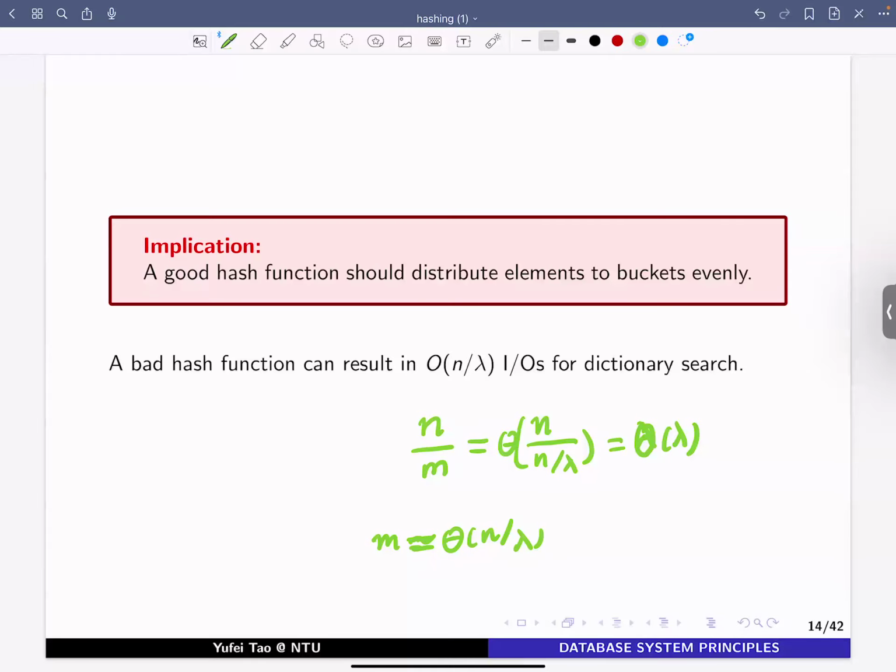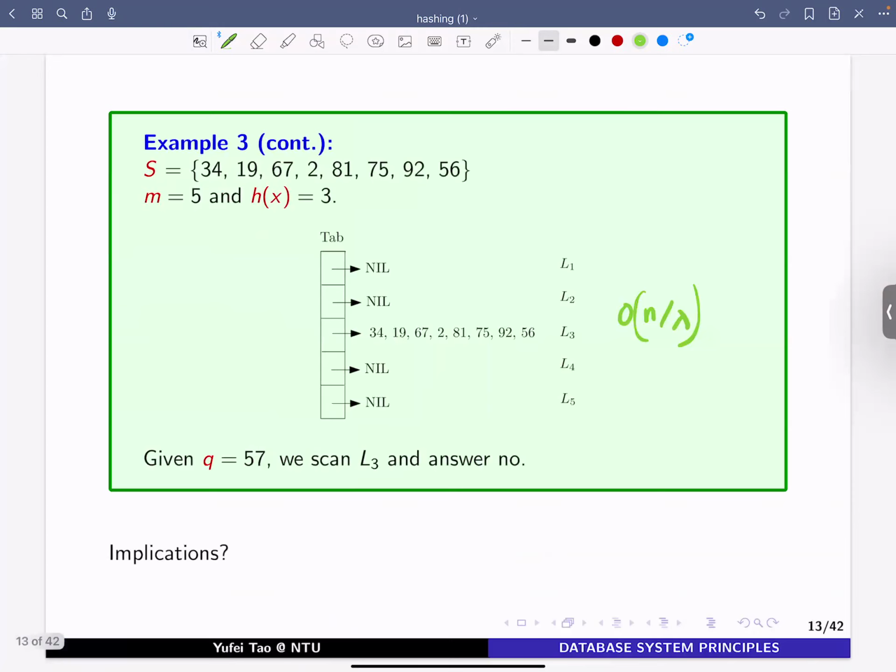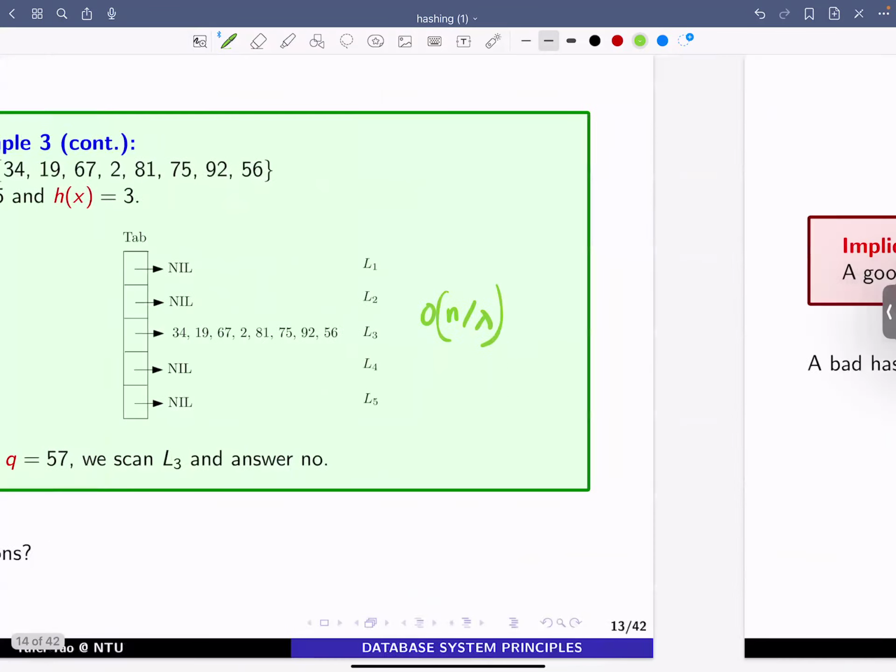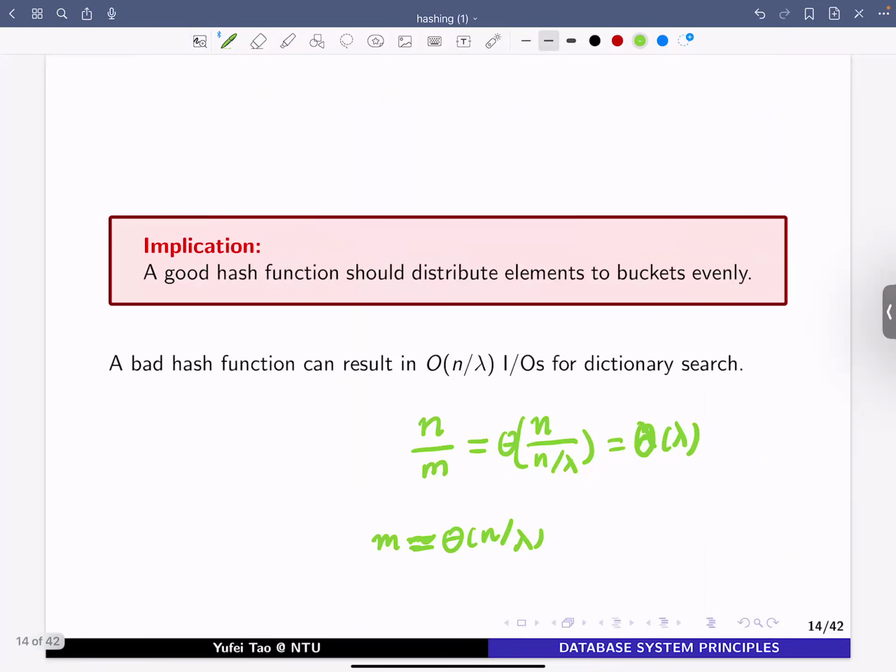So you will have to use a good hash function to make sure that you can distribute the elements as evenly as possible. And if the hash function is terrible, such as the case here, this is such a bad function, and then the dictionary search cost would be as bad as n over lambda. So this generates a very important question. Now, how do we choose a good hash function?